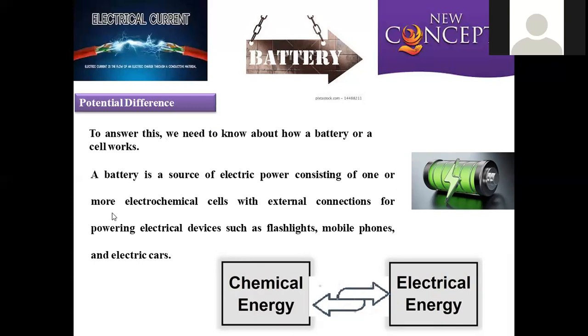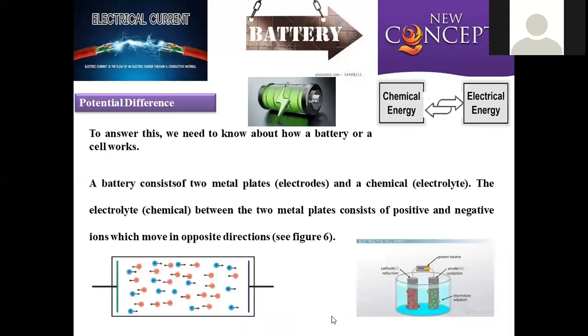They consist of one or more electrochemical cells which are connected in series and power electrical devices. Many kinds of electrical devices are powered by these batteries, like flashlights, mobile phones, electric cars, and even electronic gadgets. And the main principle accomplished in a battery is that chemical energy is converted into electrical energy. To answer this, we need a detailed description of batteries, which is provided to you.